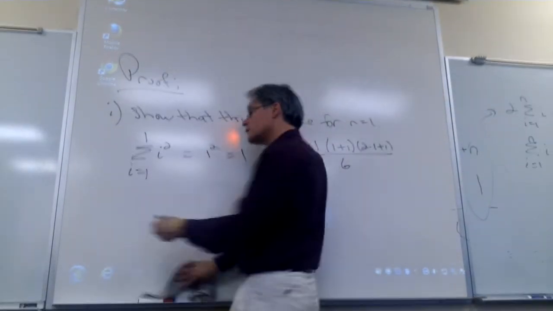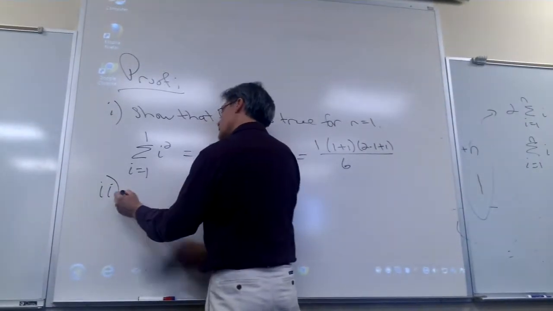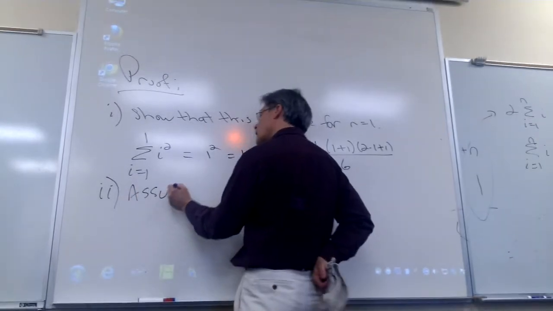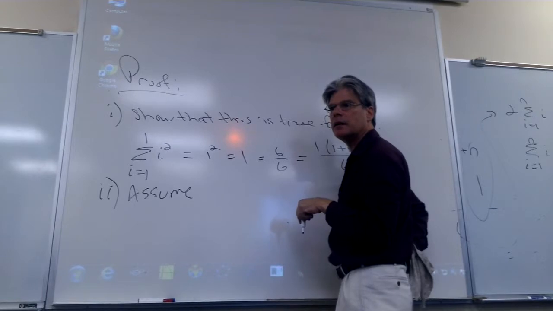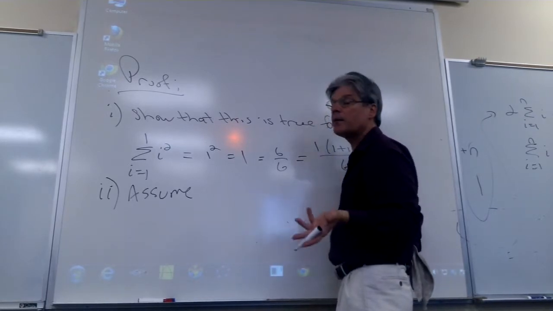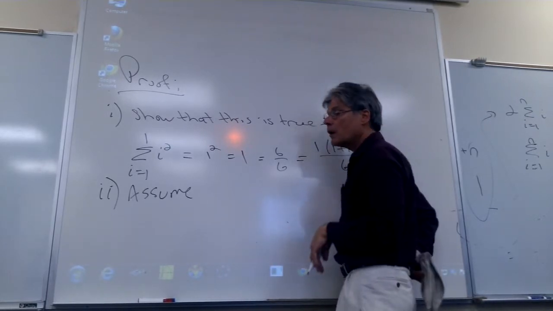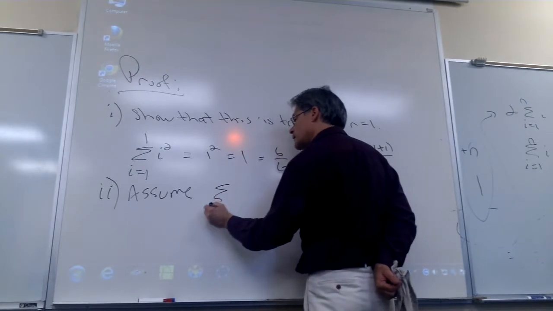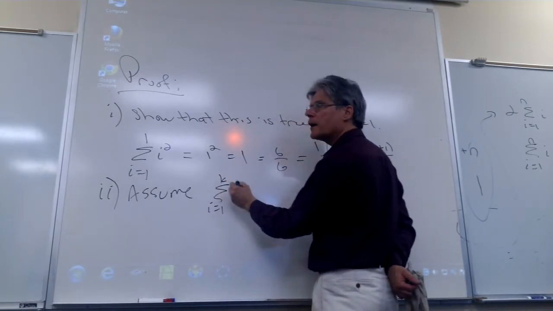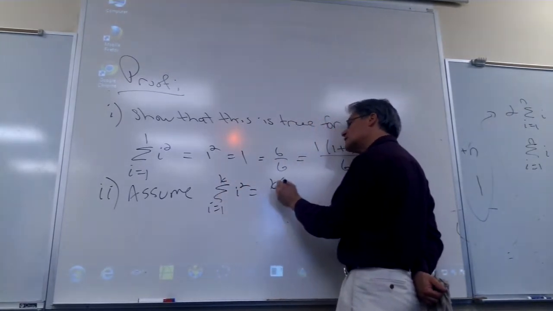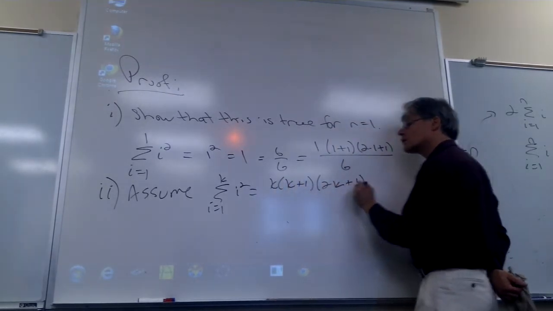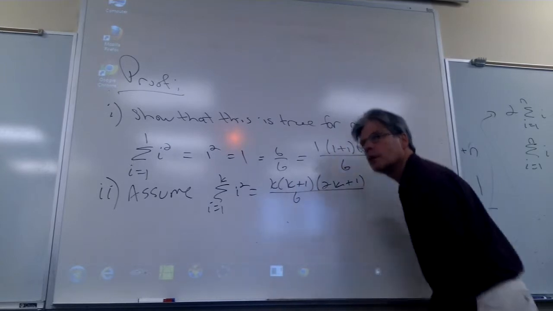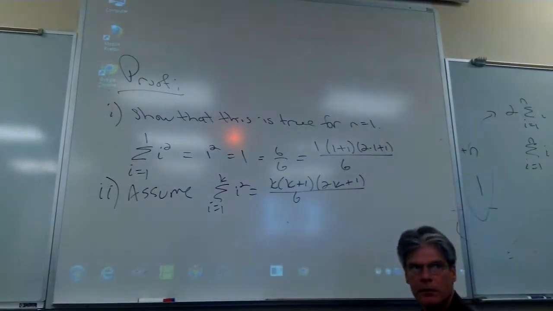I think where the work is, is when I assume that that statement is true for an arbitrary value of n. I'll call it k. So let's assume the sum as i ranges from 1 to k of i squared is equal to k times k plus 1 times 2k plus 1, all over 6. Watch my parentheses.